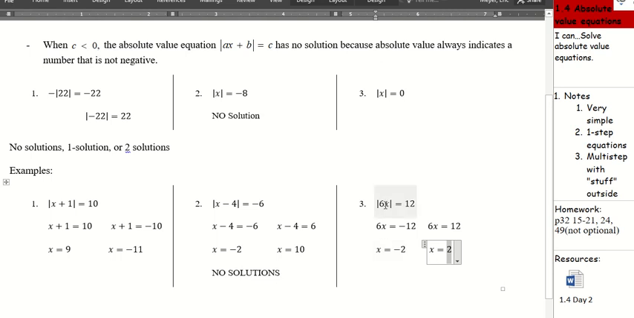Checking our answer, negative 2 times 6 is negative 12. The absolute value of negative 12 is 12. Now we plug in 2. 2 times 6 is 12. The absolute value of 12 is 12.